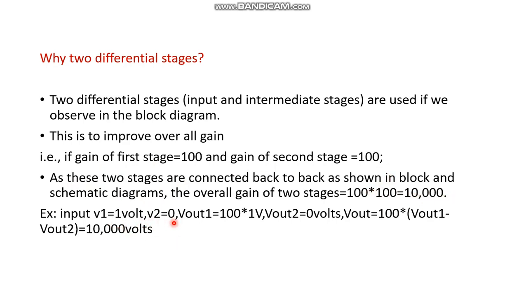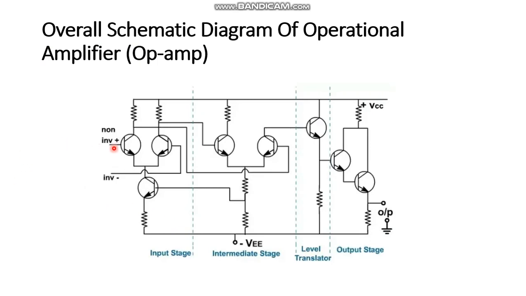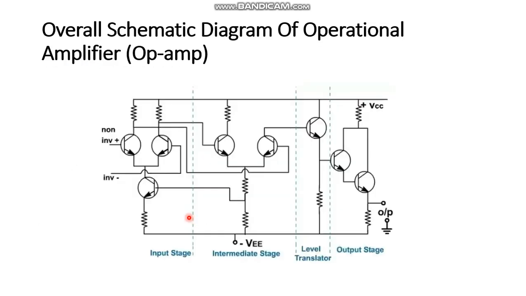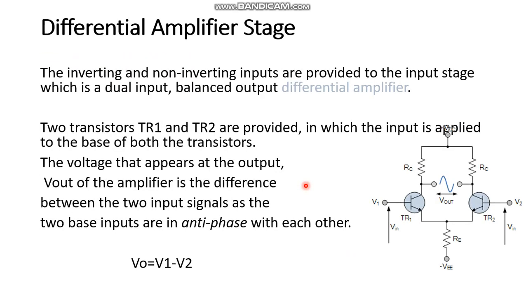Let us suppose I am giving 1 volt as input at V1 and the V2 terminal is equal to 0. See, here I am giving input and here I am giving 0. So V out 1 I will get as 100, V out 2 is 0 volts, V out equal to 100 times of V out 1 minus V out 2, that is 10,000 volts I will get. V out 1 is the output here and V out 2 is the output at this stage. Okay, the differential amplifier stage.